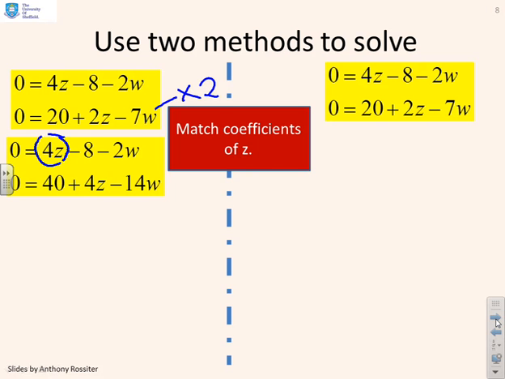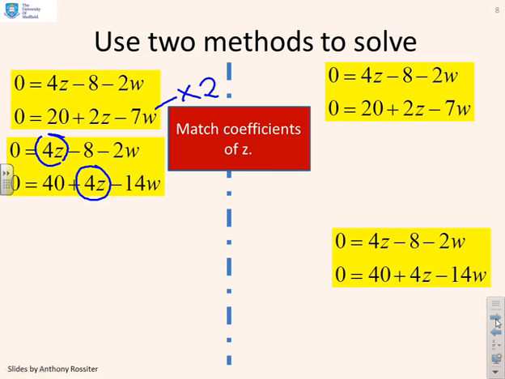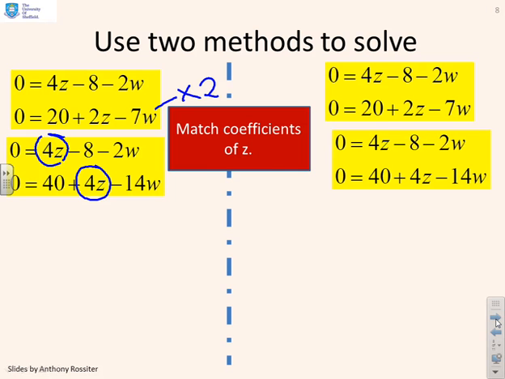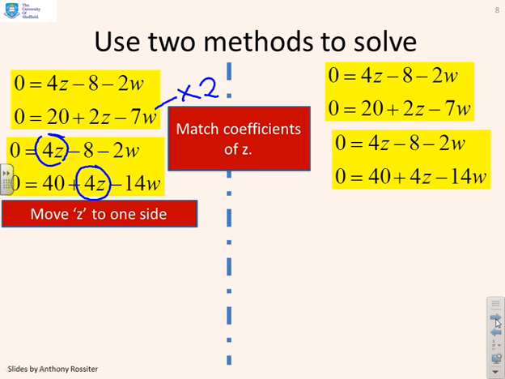So what do you see? I've got a 4z here, and I've got a 4z here. And as before, it's the same step in both methods, so I've just put the right-hand side up ready. What's the next thing to do? Well, with the original method, we said move the z's to one side to make it clear what's going on. So let's do that.